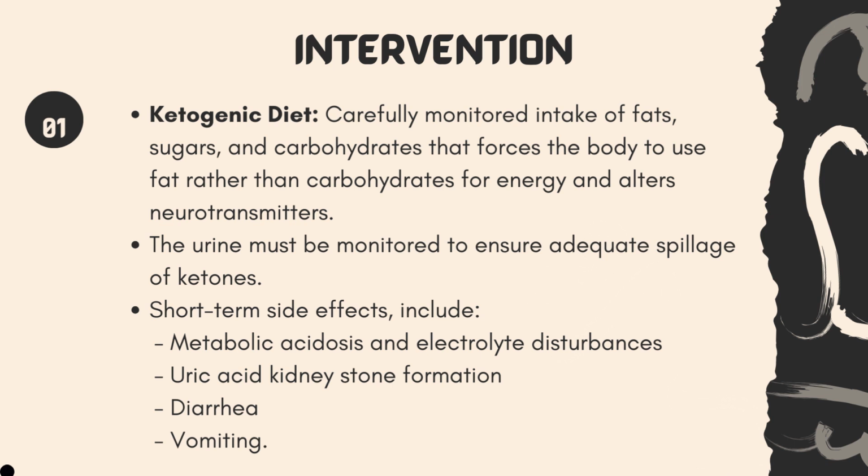A number of anti-epileptic therapies based on old treatments are regaining favor as a result of new research. One example is the ketogenic diet, which consists of a carefully monitored intake of fats, sugars, and carbohydrates that forces the body to use fat rather than carbohydrates for energy and alters neurotransmitters. The urine must be monitored to ensure adequate spillage of ketones. Short-term side effects include metabolic acidosis and electrolyte disturbance, uric acid kidney stone formation, diarrhea, as well as vomiting.